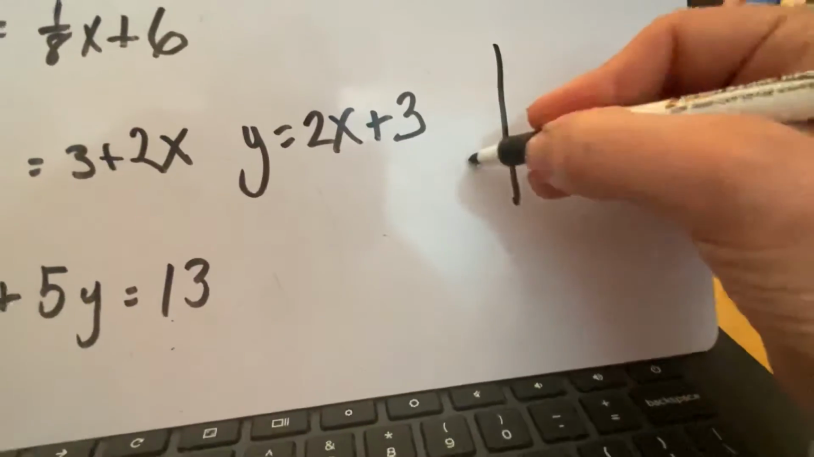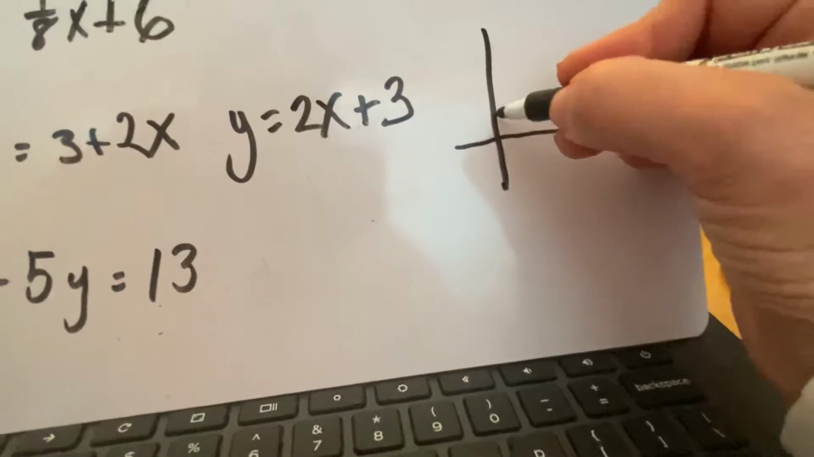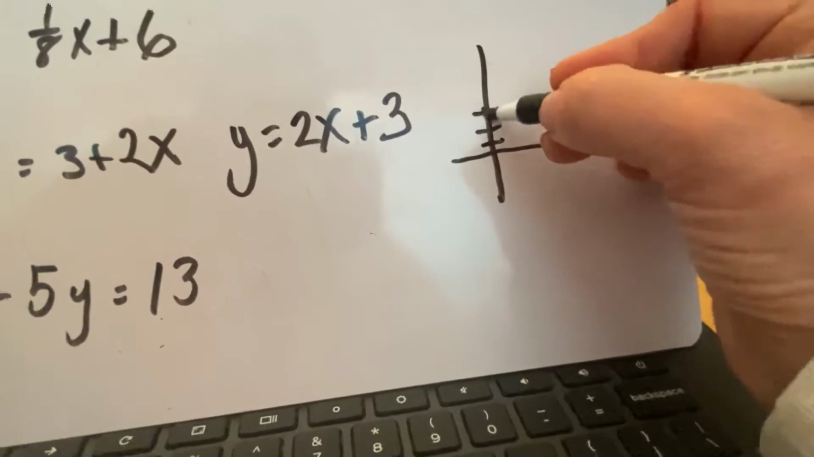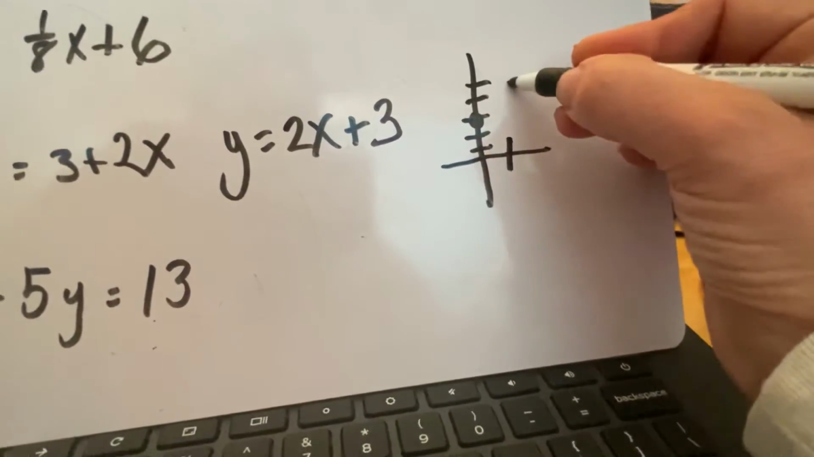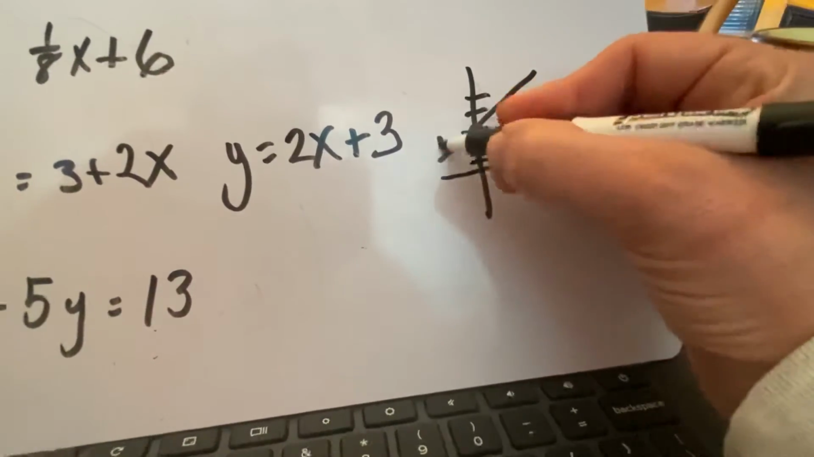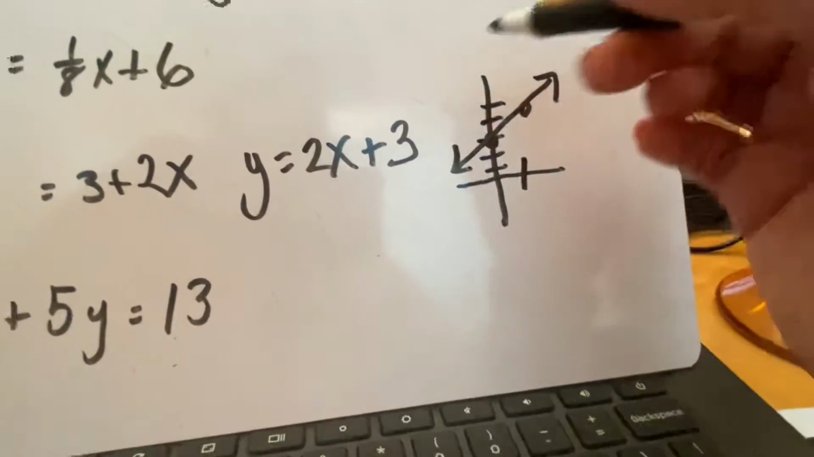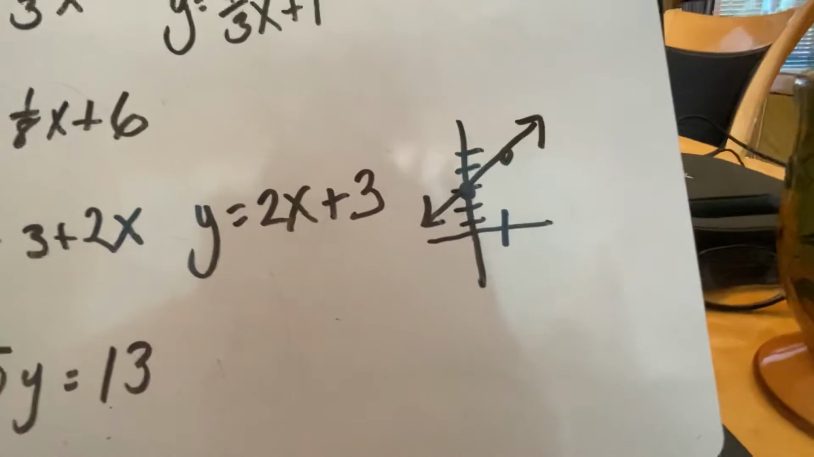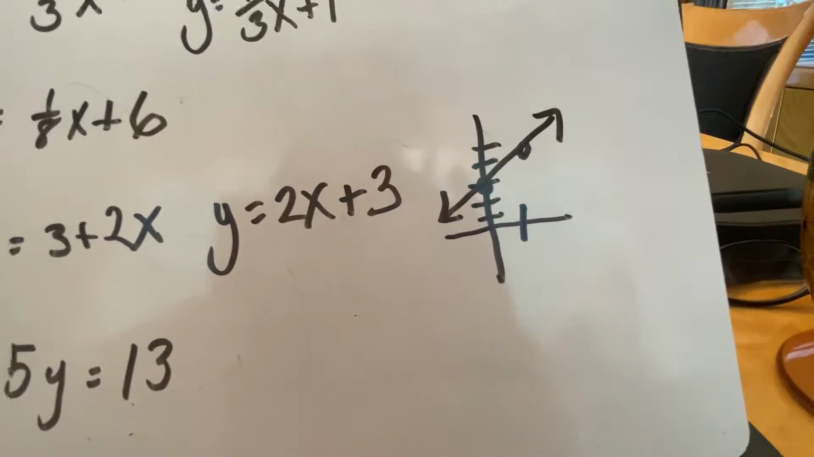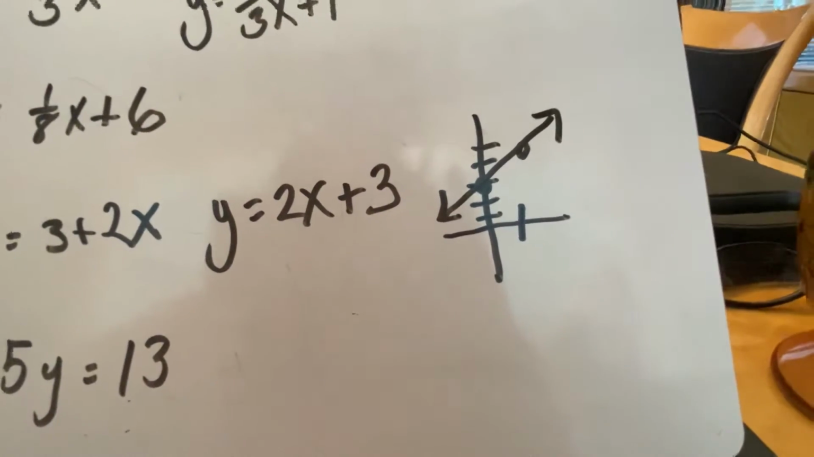So this is not proportional. That's what you did yesterday. We would start on 3, the y-axis. I would go up 2, right 1, and graph the equation. Okay, a real-life example of this would be like paying $3 to get into a party and then charging $2 per soda.